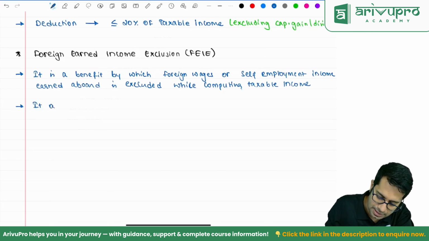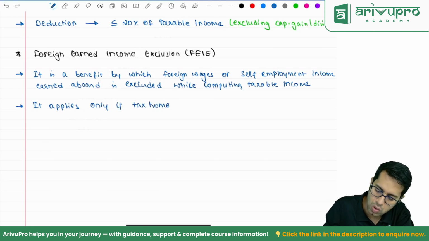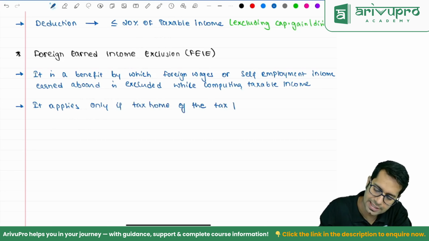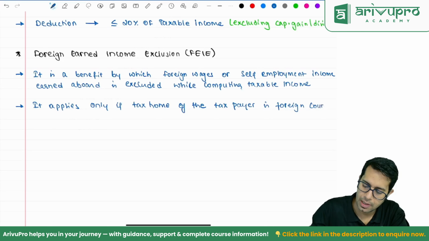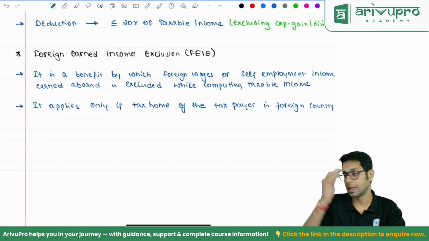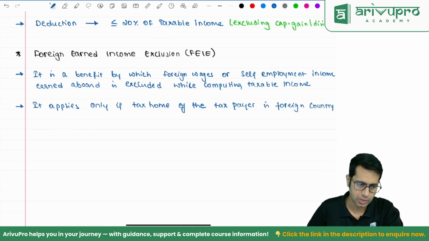It applies only if the tax home of the taxpayer is a foreign country. When is it applicable? When your tax home is the country which is not US. Meaning if the tax home is foreign country, then only it is applicable.